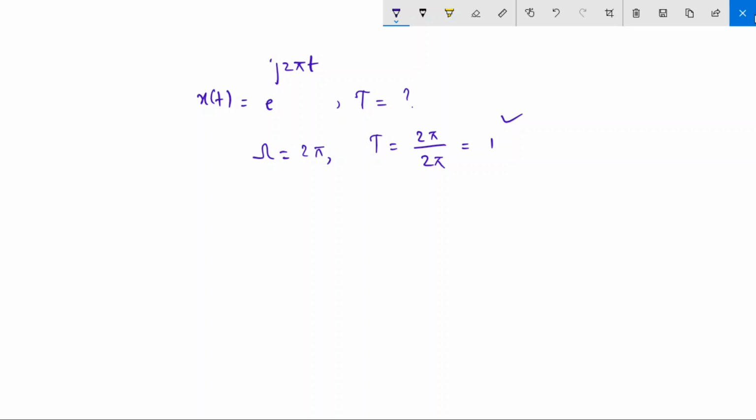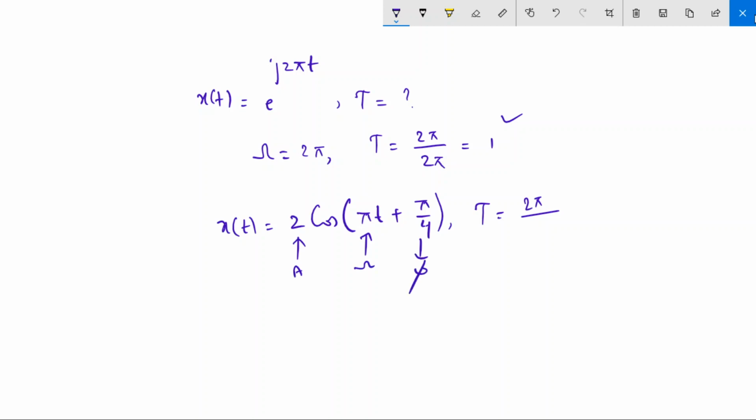Okay, and similarly if you take x of t is equal to 2 cos of pi t plus, suppose, pi by 4, what will be the time period? It will be 2 pi by omega. Now you have to compare this with A cos of omega t plus phi. So the amplitude in this case is 2, frequency omega is pi, and the phase is pi by 4. So T is equal to 2 pi by pi. You will get 2 as the time period. Okay, and the frequency is 1 by 2 hertz.